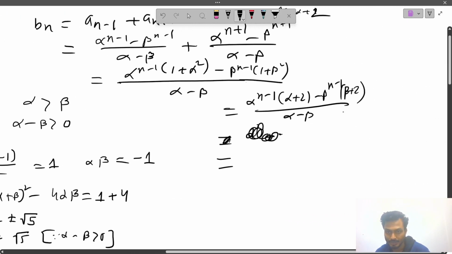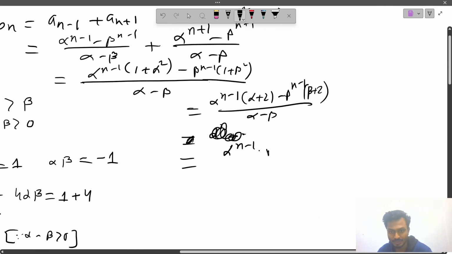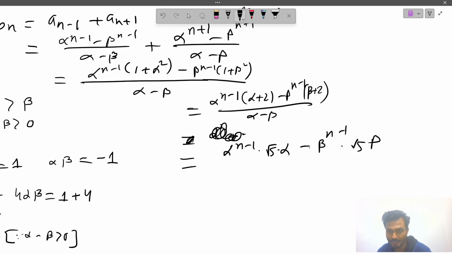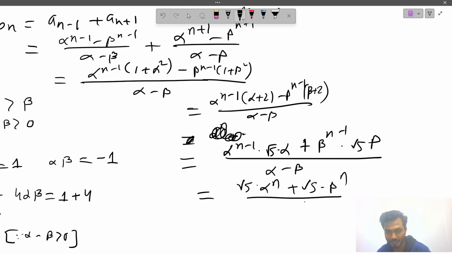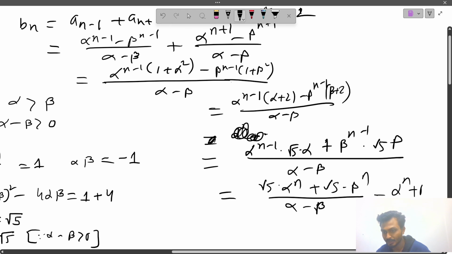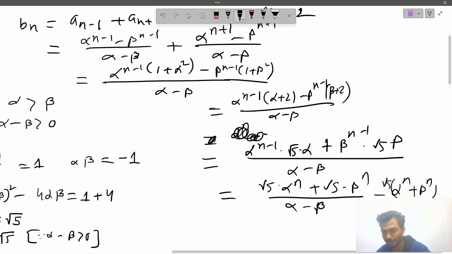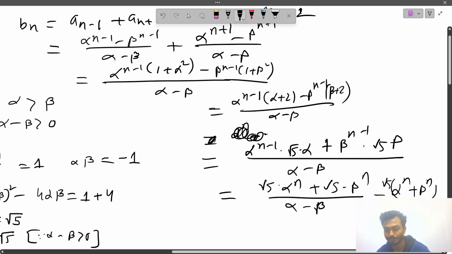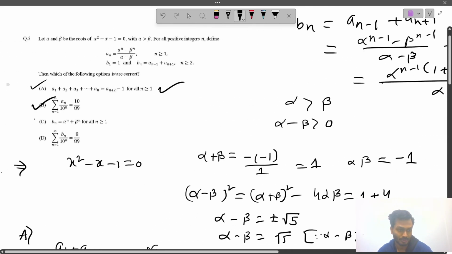Let us put these two here. So here we get alpha to the power n minus 1, and this is root 5 into alpha, minus beta to the power n minus 1 into root 5 beta. This will be plus because we take minus here. So this divided by alpha minus beta. So this is equal to root 5 into alpha to the power n plus root 5 into beta to the power n divided by alpha minus beta. Now what is alpha minus beta? Alpha minus beta we calculated here. This is root 5. So this is root 5 into alpha to the power n plus beta to the power n, divided by root 5. So alpha to the power n plus beta to the power n. So this option is also correct.